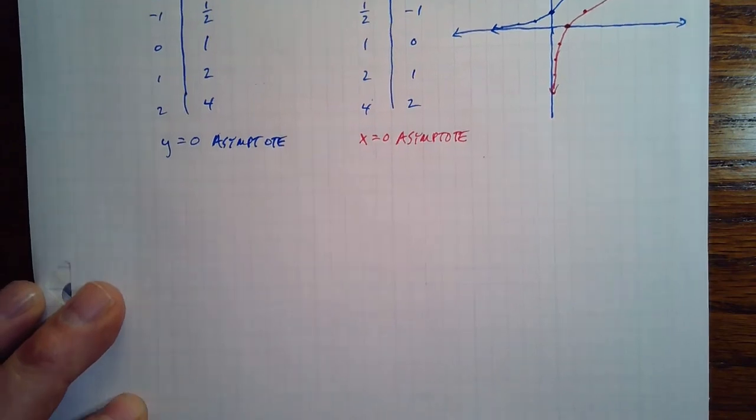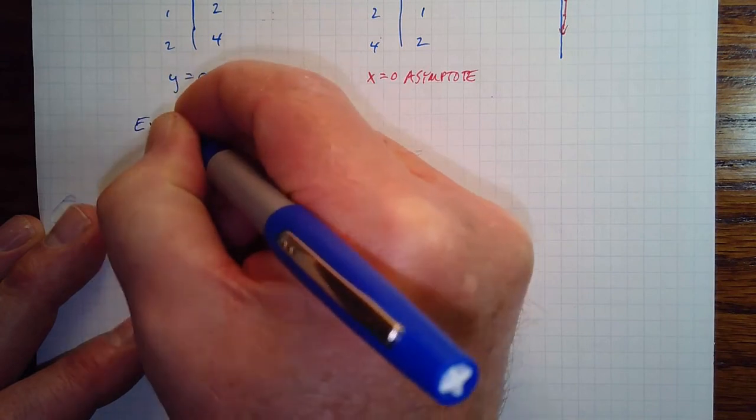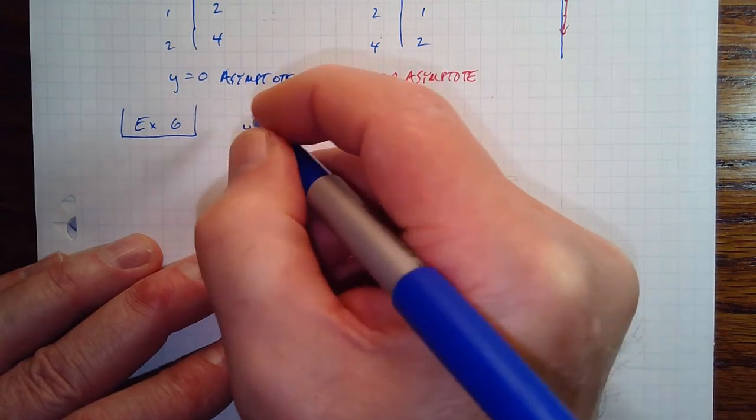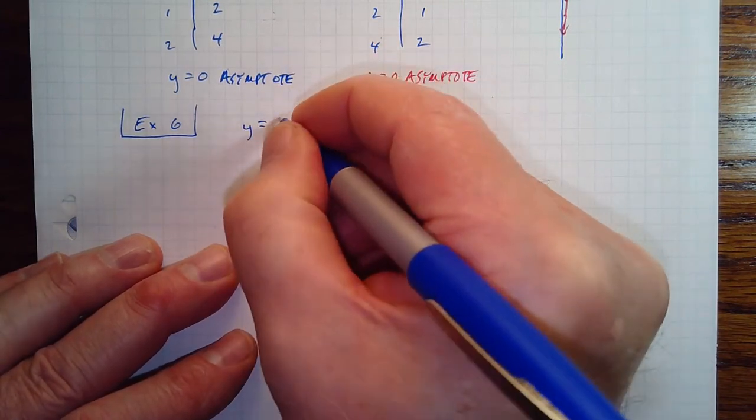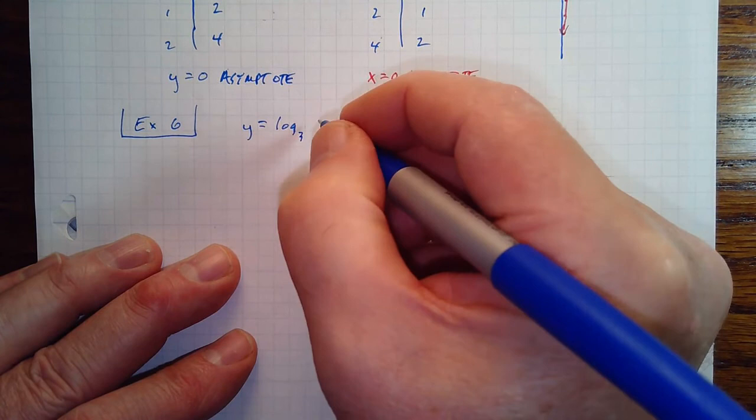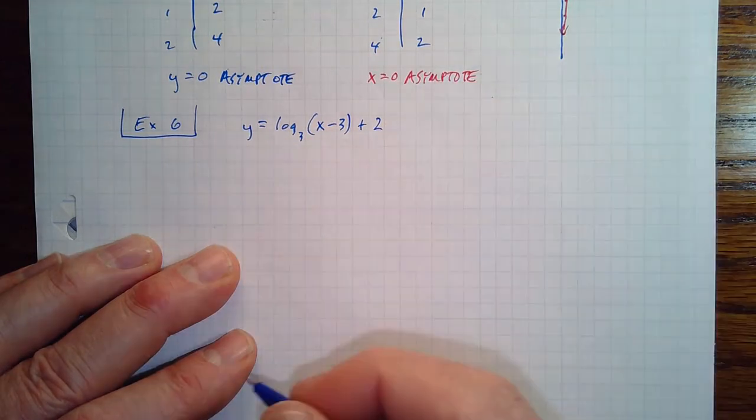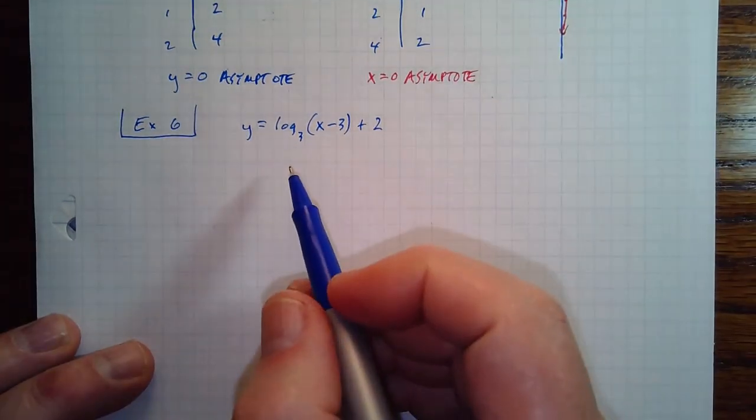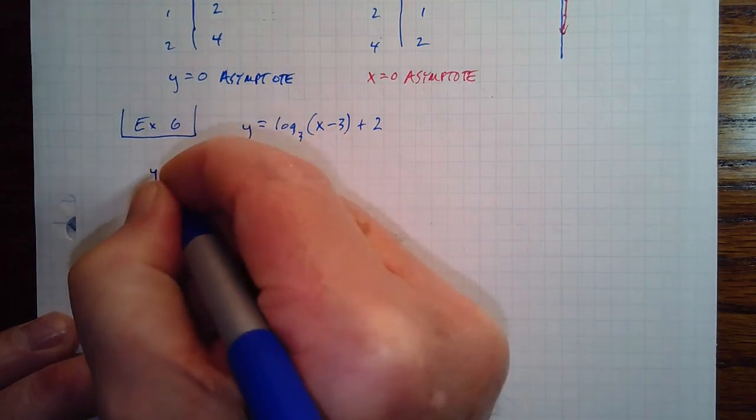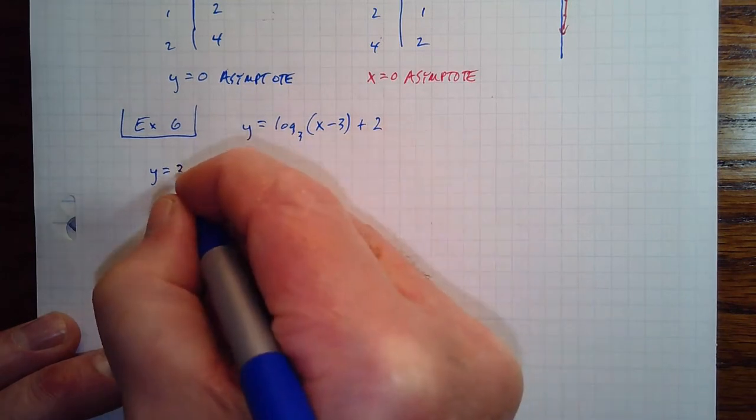Then the last thing that the book covers in this lesson is doing translations with this stuff. So for example, if we had the equation y equals log base 3 of x minus 3 plus 2, that's going to be really hard to calculate. And so what I like to do is go to the very basic corresponding exponential function. It's base 3, so that means it's just going to be 3 to the x.